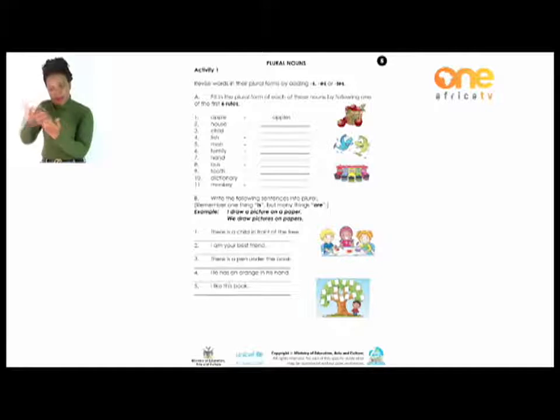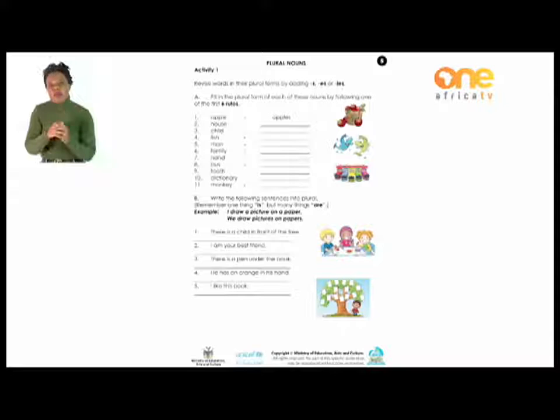Number one is saying, there is a child in front of the tree. How are you going to change that sentence and write the nouns into their plural forms? The nouns that we are having there are tree and child. If I were you, I would say, there are children in front of the trees. So you do the rest.